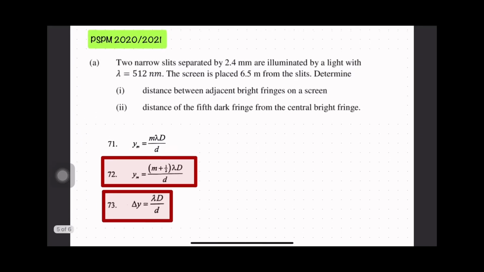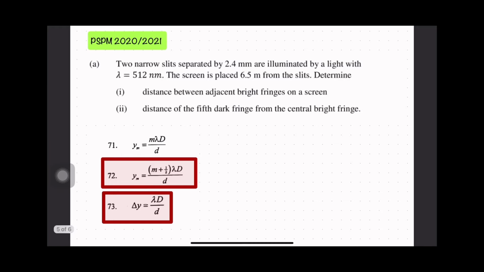Okay, next is PSPM 2020/2021. We have two narrow slits separated by 2.4 mm illuminated by light with a wavelength of 512 nanometer. The screen is placed 6.5 meter from the slits. Determine the distance between adjacent bright fringes on the screen.